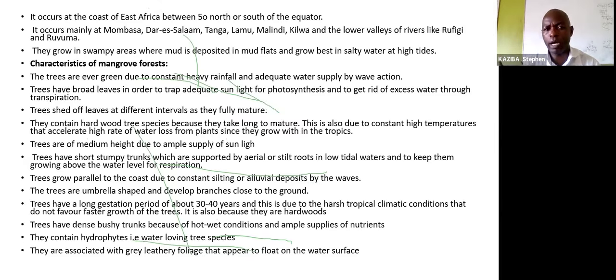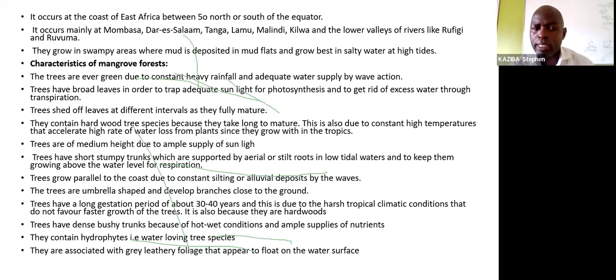Of course, it is common at Mombasa, Dar es Salaam, Tanga. So you mention those areas and the lower river valleys of Rufiji and Ruvuma. Then you also note that they grow in swampy areas where mud is deposited in mud flats, and they grow best in salty waters at high tides. So you have to go an extra mile and tell us where it grows.